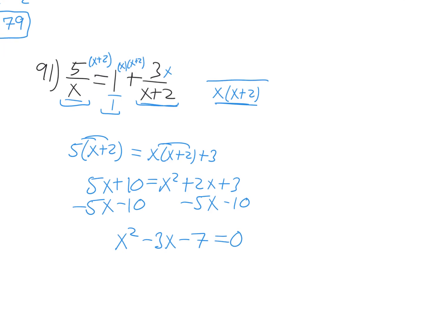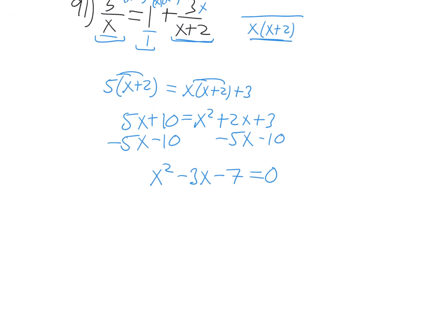Now, this cannot factor. So we're going to have to either use the quadratic formula or complete the square to solve this problem. I'll use the quadratic formula just because our middle number is odd. Completing the square is going to give us fractions, and we don't really want to deal with that. I would rather just plug it into the quadratic formula. So I get a equals 1, b equals -3, and c equals -7.